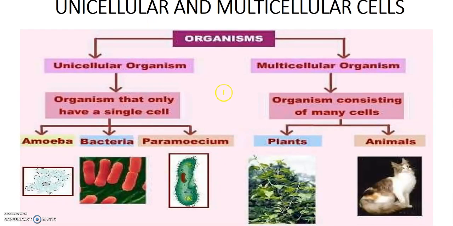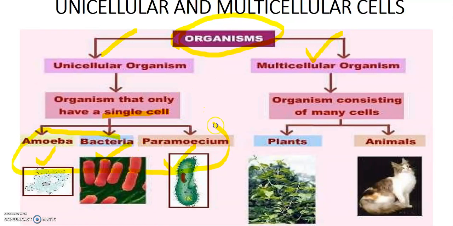Next slide is of the two categories of organisms that we have. The organisms can be divided into unicellular or multicellular. The unicellular organisms are the organisms that have only a single cell. You have heard of Amoeba. You have heard of bacteria. You have heard of paramecium. These days you are hearing about viruses. We won't talk about viruses though, but we are talking about these organisms which fall in the category of unicellular organisms. Why? Because they are single-celled organisms.